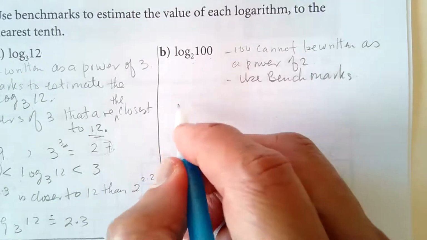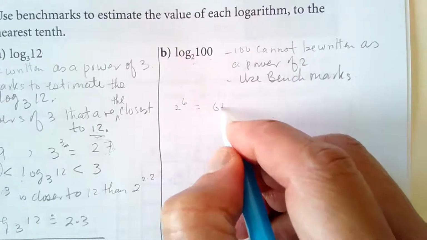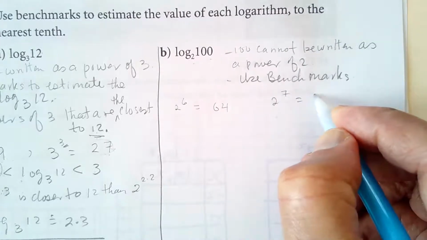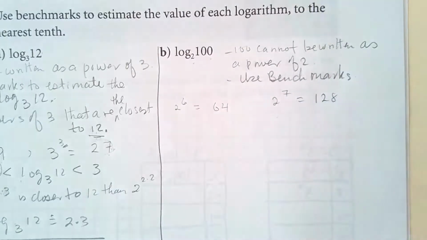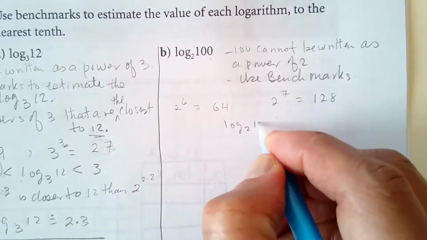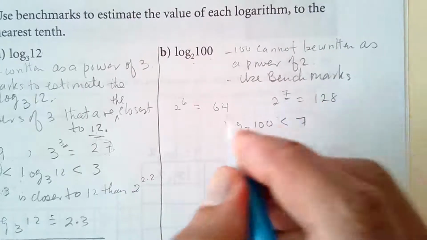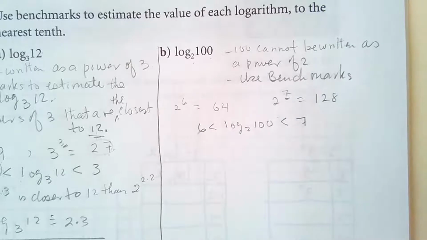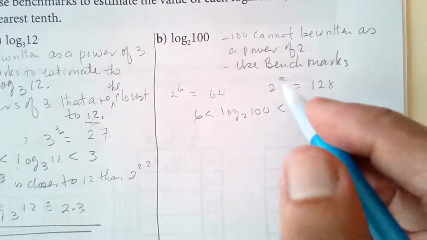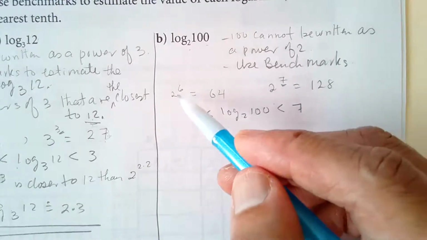First of all, we try 2 to the power 6, which gives us 64. Then we have 2 to the power 7, that gives us 128. So we can conclude the log base 2 of 100 is between 6 and 7. Then we go ahead and see what we find.